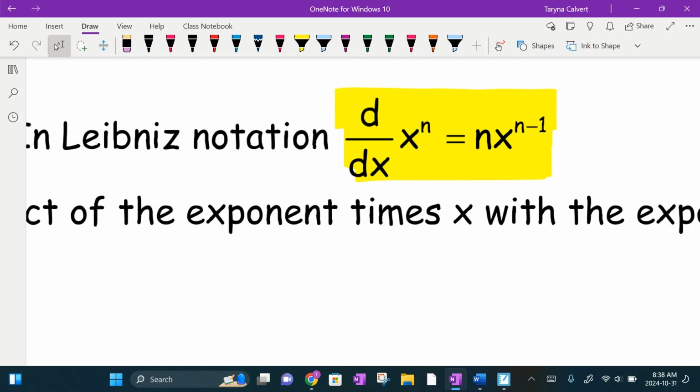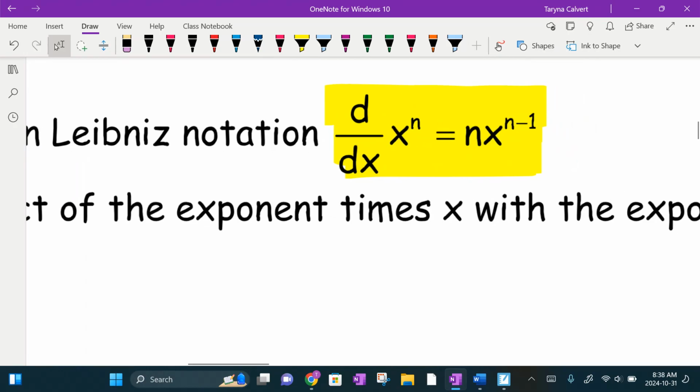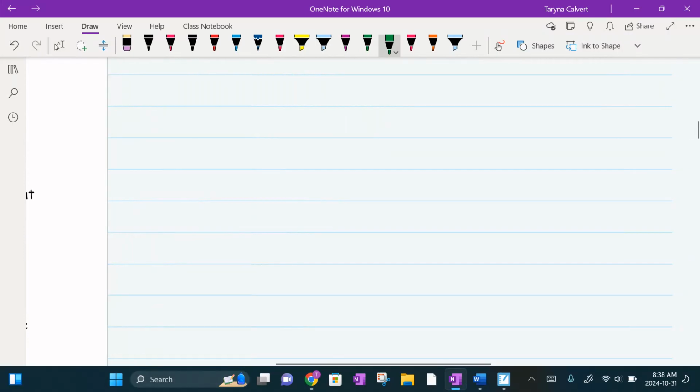So your exponent can come down into the front, and then what happens to your exponent? You subtract it by 1, okay? So this is one quick, easy step to be able to find your slope function. So what I'm saying is this is going to be this easy.